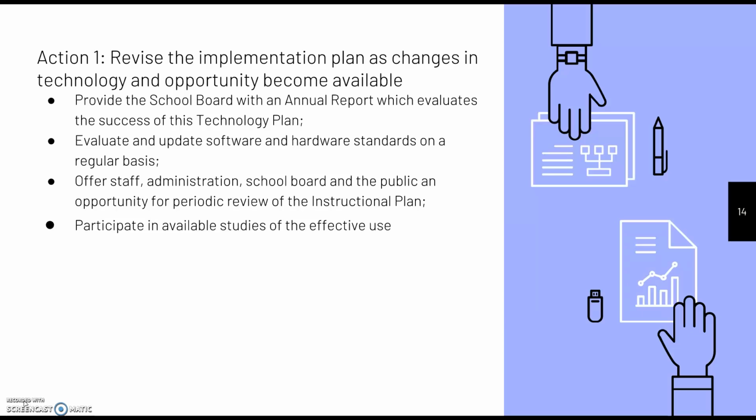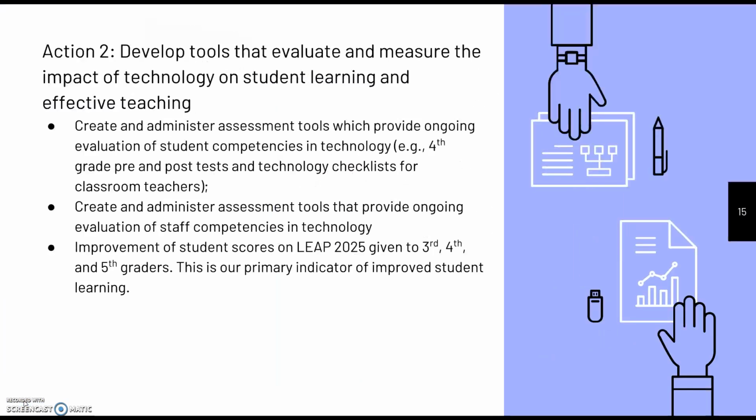Evaluation. Action Plan 1. Revise the implementation plan as changes in technology and opportunity come available. This includes: provide the school board with an annual report which evaluates the success of this technology plan, evaluate and update software and hardware standards on a regular basis, offer staff, administration, school board, and the public an opportunity for periodic review of the instructional plan, participate in available studies of the effective use.